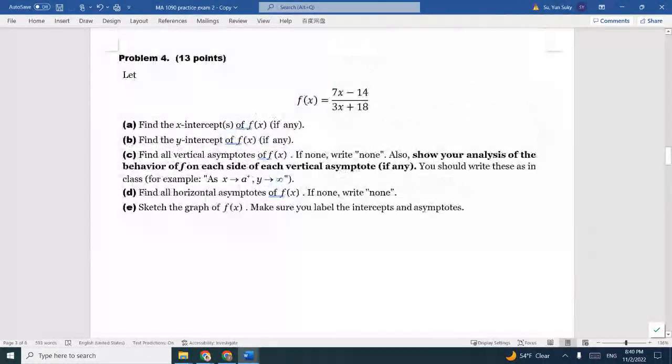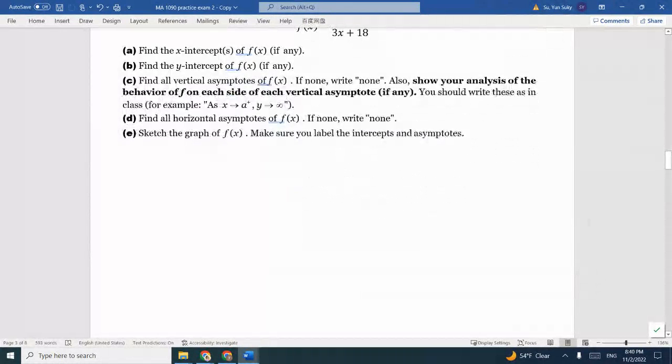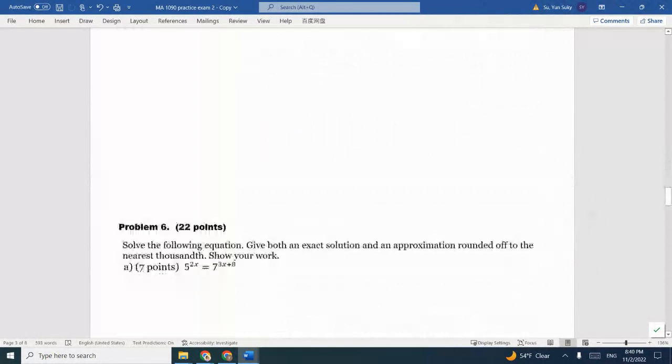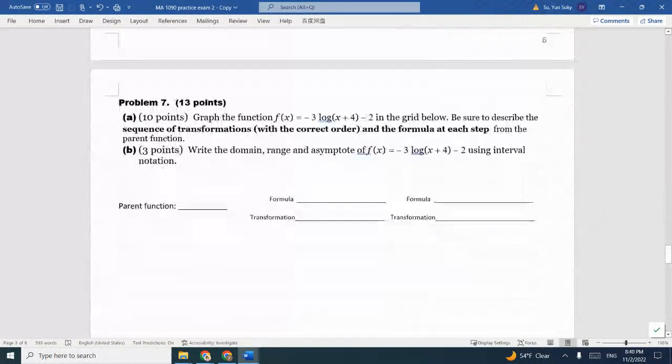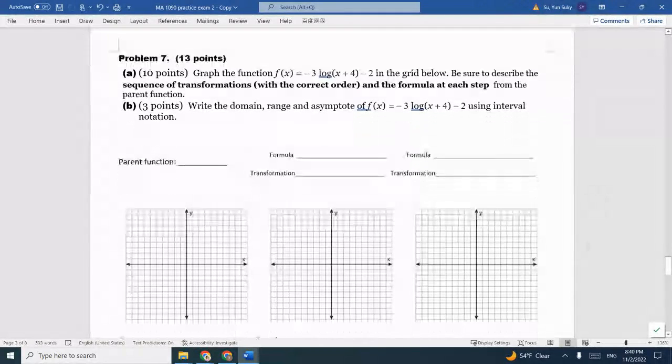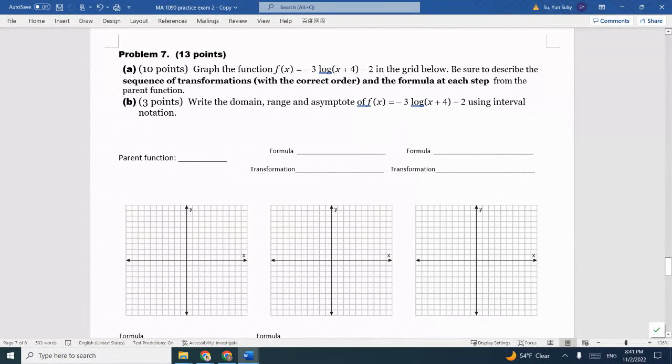Oh, problem 4 has a lot of points too, so make sure you remember all the steps for problem 4. Okay, problem 7. Yeah, problem 7 has a lot of points too. Now here we want to graph the function negative 3 log x plus 4 minus 2 in the grid below. And then we also want to write down the domain and range and asymptotes.